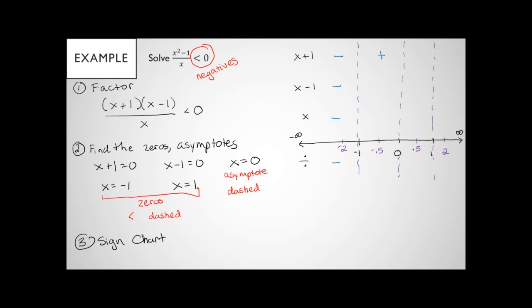Then I plug a -0.5 into x minus 1. That gives me -1.5, so that's a negative. Then we have x. Well, -0.5 is negative. Here we have 2 negative signs, and that's an even number of negative signs, which means that they cancel out and our result is going to be positive. So I'm going to write a plus underneath.